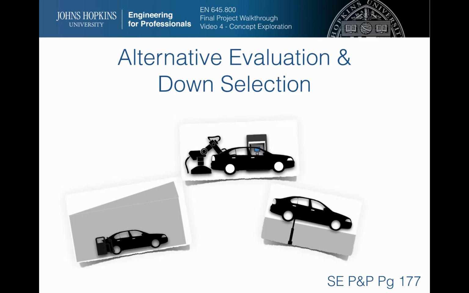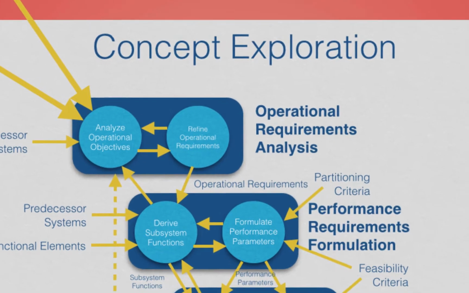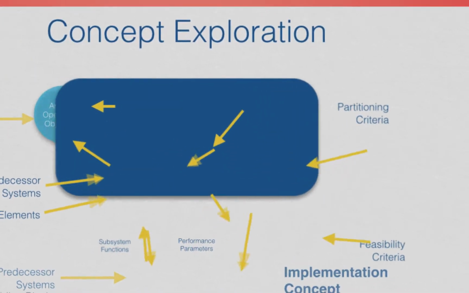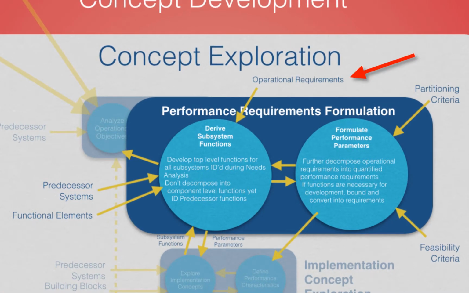After we have developed our CONOPS and refined our operational requirements, we may decompose and derive our performance requirements based on what we've discovered so far. During performance requirements formulation, we'll be deriving subsystem functions for the subsystems we identified from needs analysis and then formulating performance parameters around those derived functions. Particular focus and attention should be made to those functions that help you define and enhance or quantify your performance requirements.